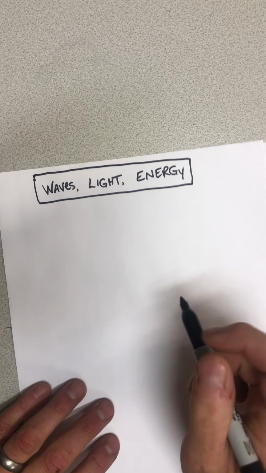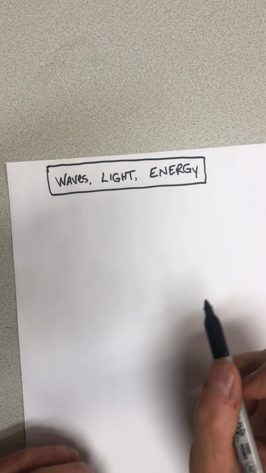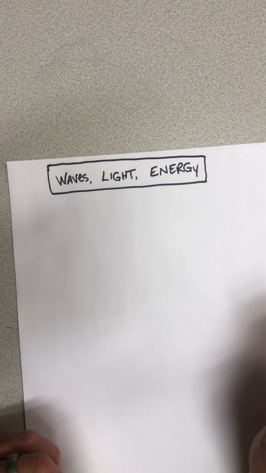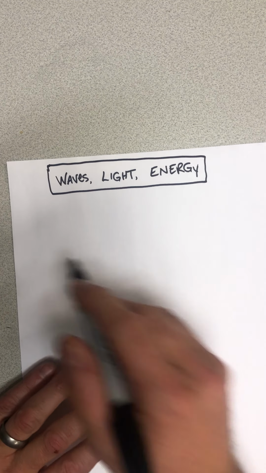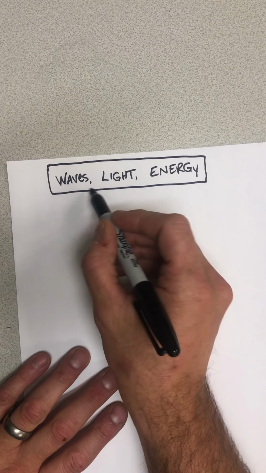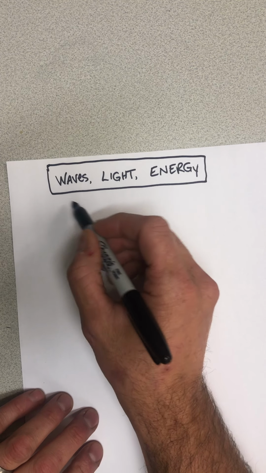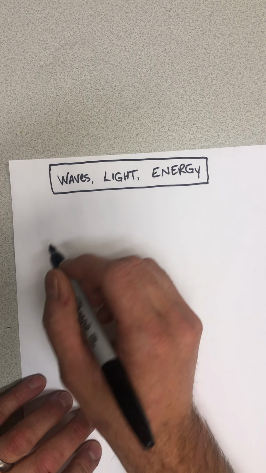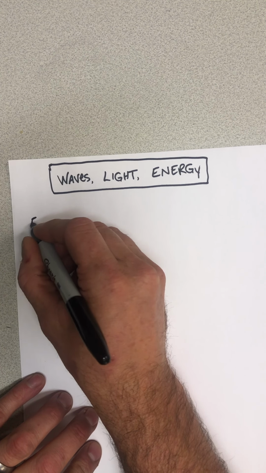All right, guys, let's talk about waves and light and energy. This is a really interesting topic in chemistry. Before we start, let's just talk about the type of waves that we're discussing here. So we're talking about waves from the electromagnetic spectrum.